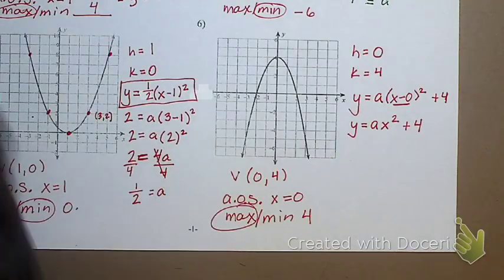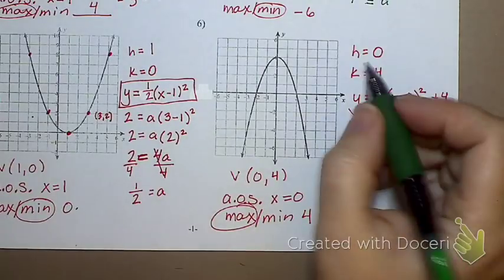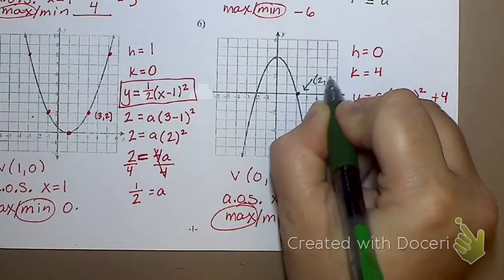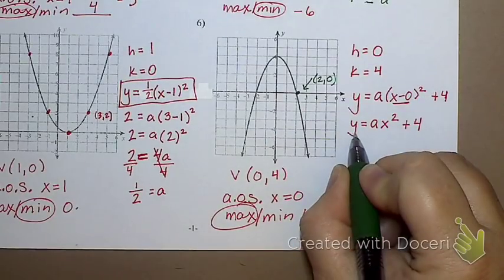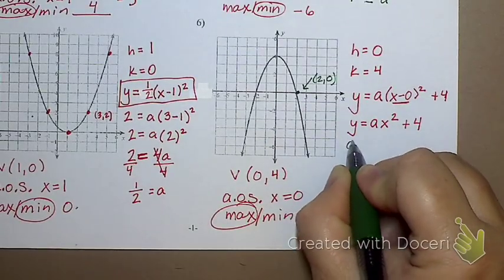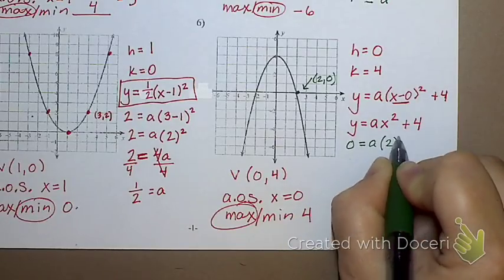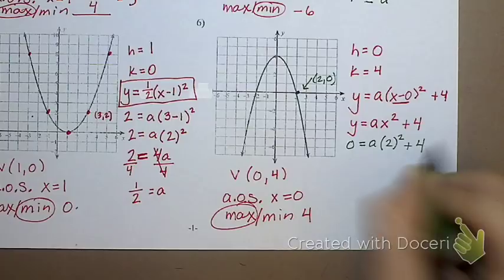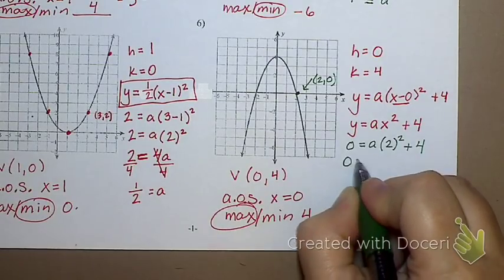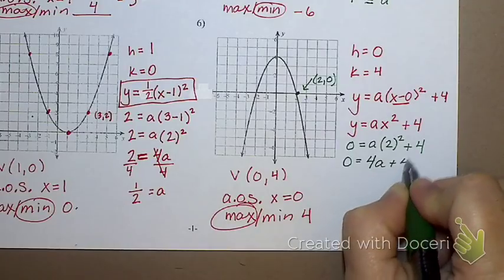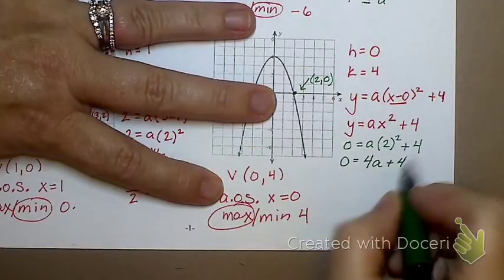Okay, so now let's go find a point to plug in. What looks like a good point? Oh, that looks like a good point to me. (2, 0). So what do I plug in for y? 0. 0 equals a times 2 squared plus 4. So let's see, 0 equals 4a plus 4. What do I do?